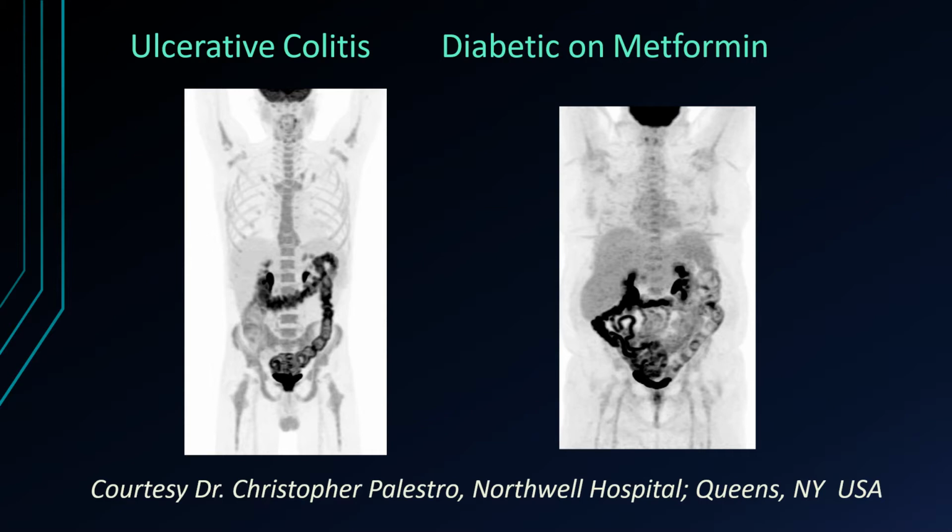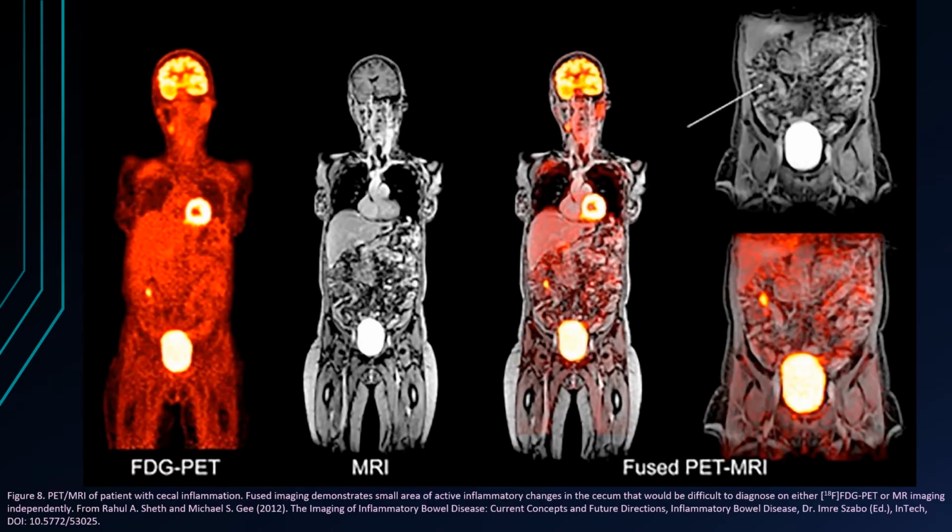But on the left side, we see a patient with ulcerative colitis, again with diffuse uptake. Now, you might be able to distinguish just because of the pattern of bowel you're seeing, but if you look closely at the bowel itself, you may be hard pressed to distinguish one from the other, especially if somebody who's got ulcerative colitis may also happen to be taking metformin.